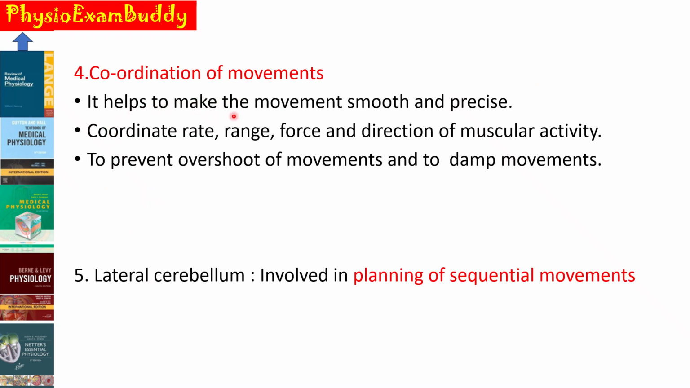It helps to make the movement smooth as well as precise. That is, it coordinates the rate, range, force and direction of muscular activity so that it helps to prevent the overshoot of movements and to dampen the movements. The next function is that of the lateral cerebellum. It is mainly involved in the planning of sequential movements.